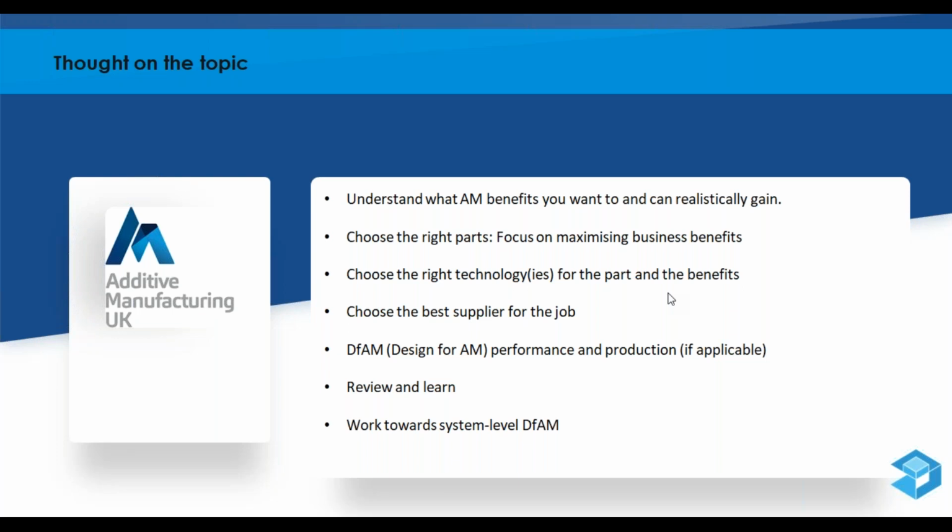what you've done, learn from it, and then move on so that you can multiply the benefits through your business, and that then can give you the opportunity to look at the final point, which is working towards system level design for additive manufacturing. So GE are probably the global leader for metal AM use. That is what they do. They look at the whole system and treat additive manufacturing as just one of the many processes that you have available for manufacturing. So those are my key points.